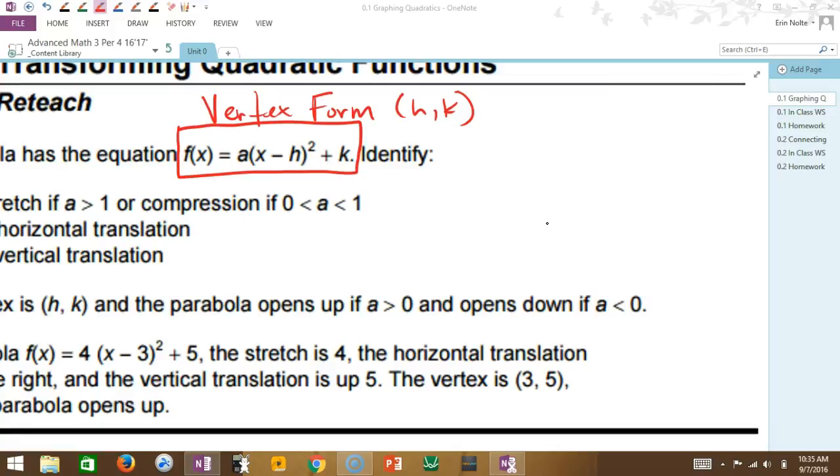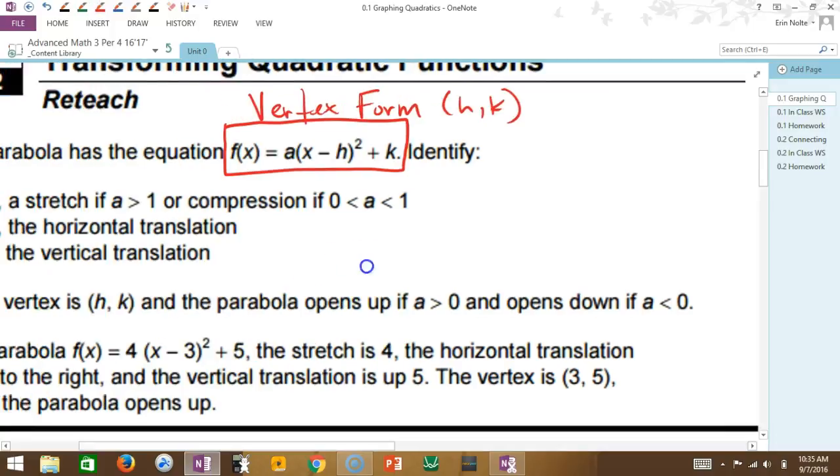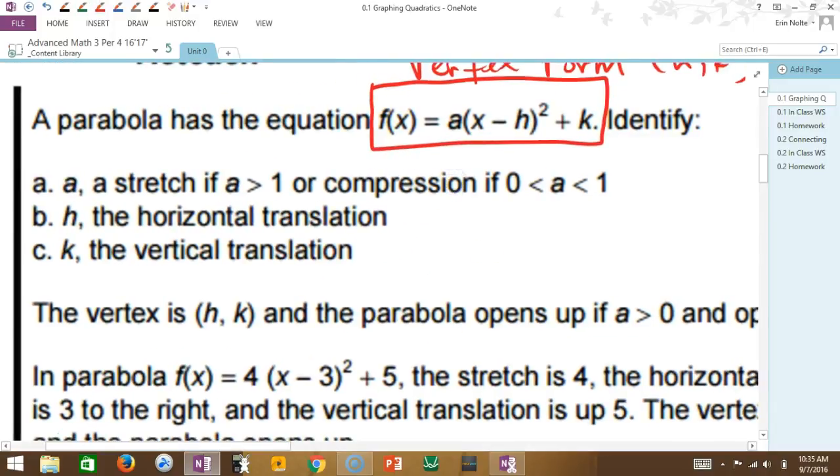Okay, so it changes. So when I say the word slope and I'm talking about quadratics, that's kind of a hairy word to use. So I might say a value instead of slope, but we're talking about the steepness, right? Okay, see what this says right here? A value. A stretch of A, so if the value is greater than 1, it's a stretch. If A is between 0 and 1, it's a compression.